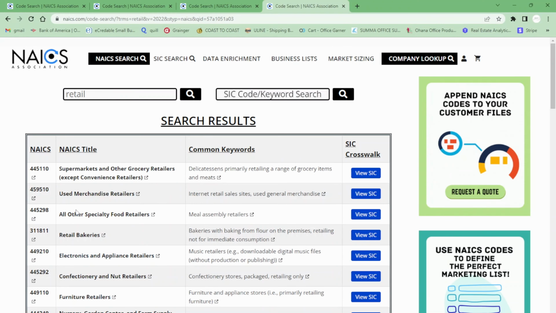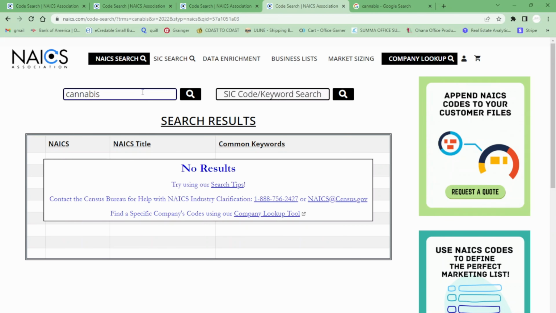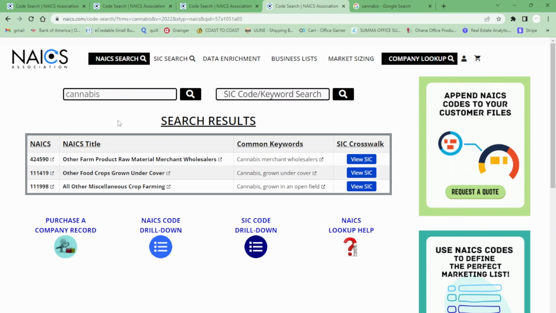All right, so we went into e-commerce. What other industries are there? What if somebody does want to open up a cannabis business? Let's try that. Let's try another industry, a high risk industry, cannabis. We'll go ahead and search right here. Here are the codes. Here you go.